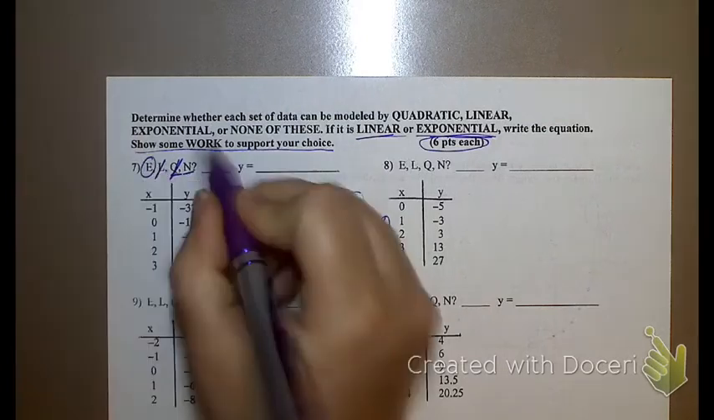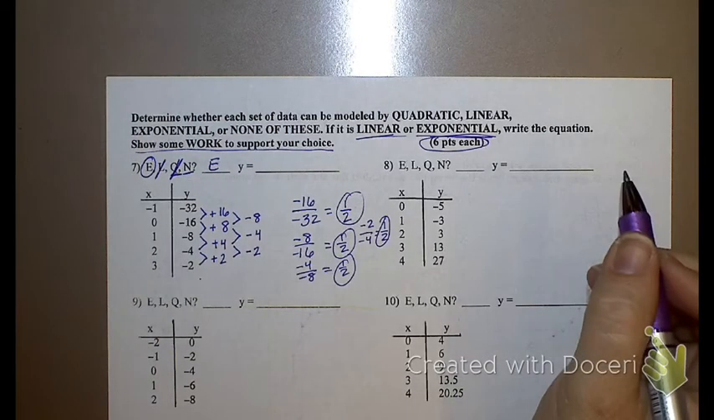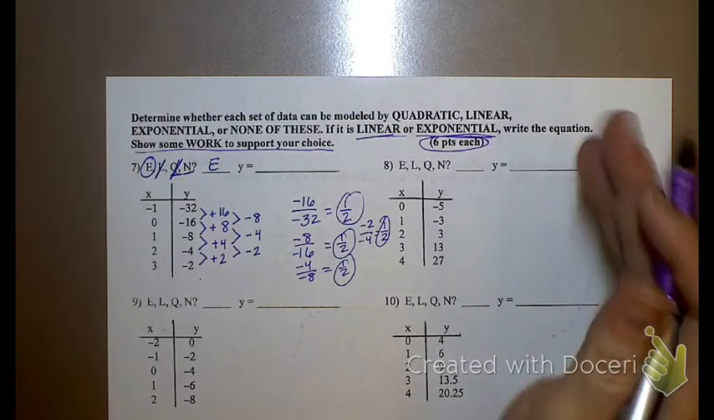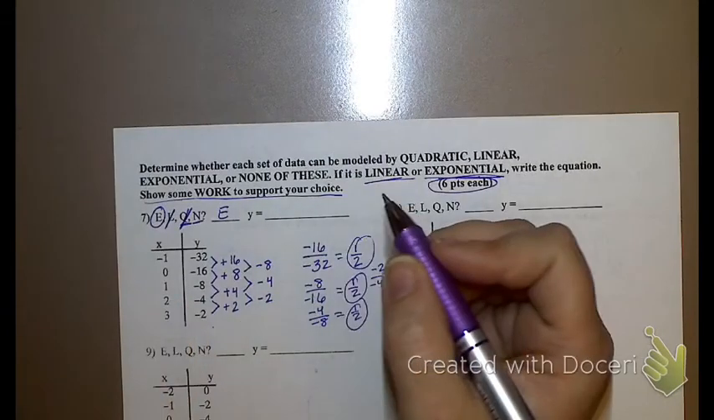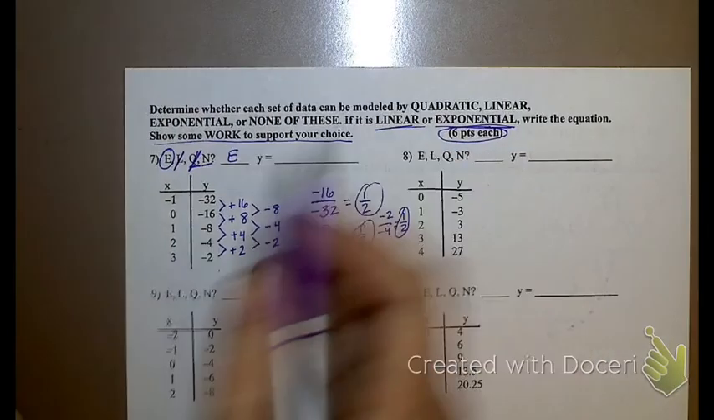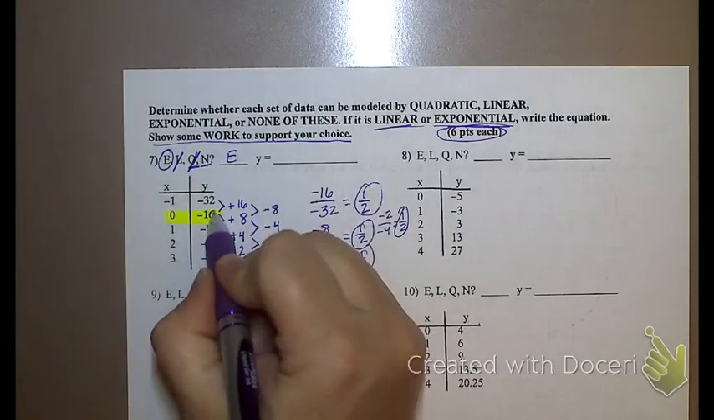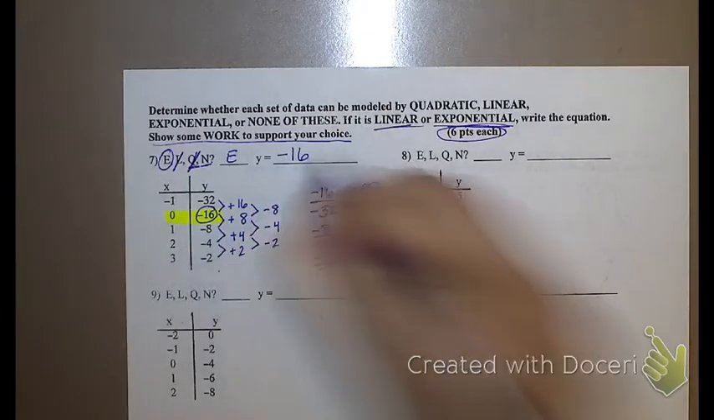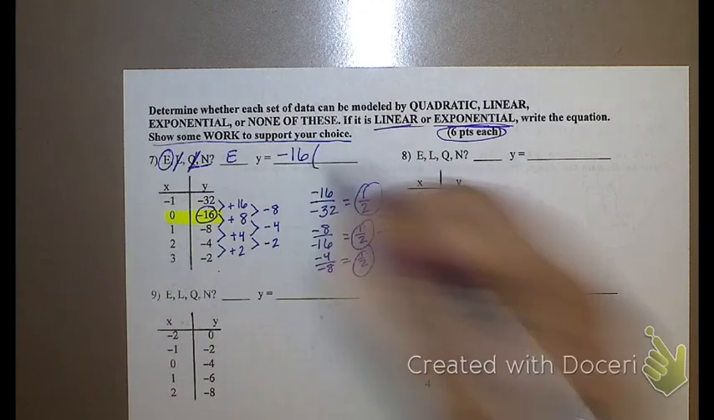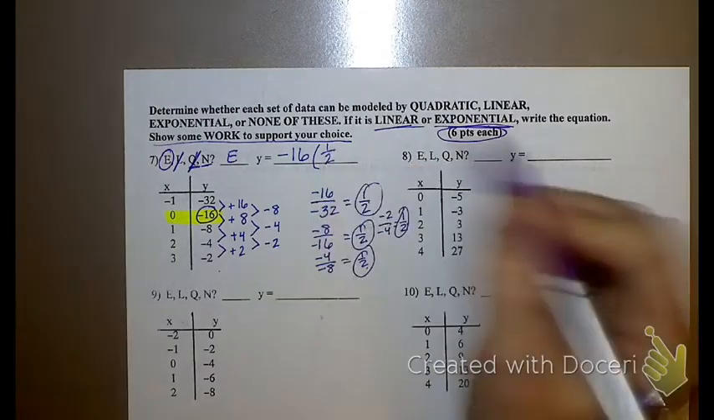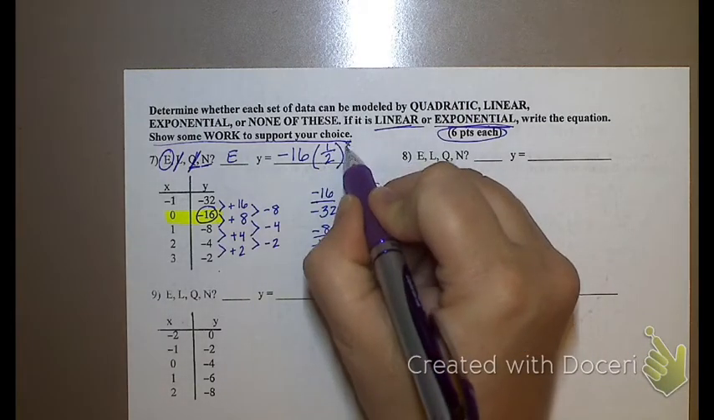So this one is exponential. You can either circle it or write it on the line. I don't care. Now, I do need to write an equation for exponential. What's an exponential equation? We've used it on the past several ones. Y equals ab to the x. So, y equals, how do I find a? Look for where x is 0 and take the y value. So that's my a value, negative 16. What's my b value? 1/2. You could say 0.5 if you want to the x, and that's what my equation looks like.